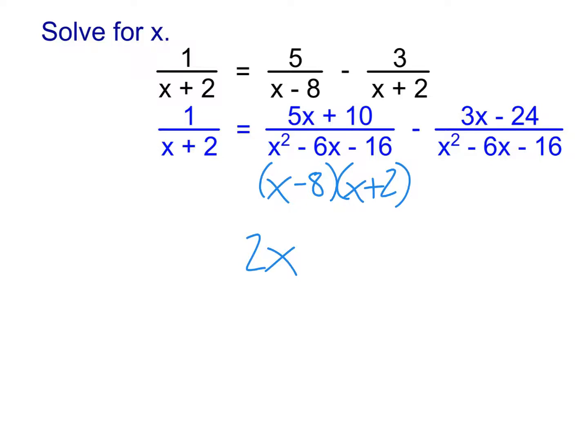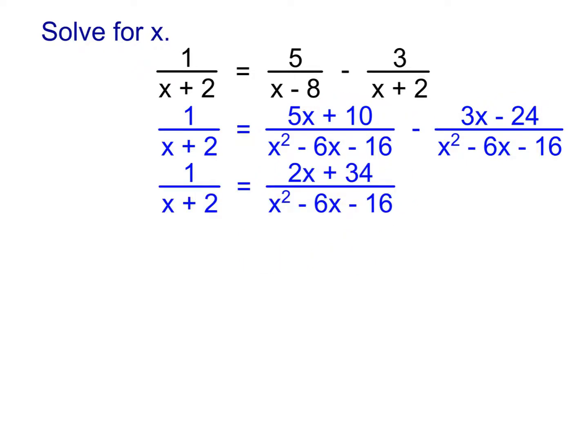Because when I do the 10 and the 24, put those together, it's not going to be negative 14. But a lot of people think it is because we see 10 minus 24. But we aren't doing 10 minus 24. We're doing 10 minus negative 24. So 10 minus negative 24, that's the same as 10 plus 24, which gives us 34. So it's actually 2x plus 34 on the top there.